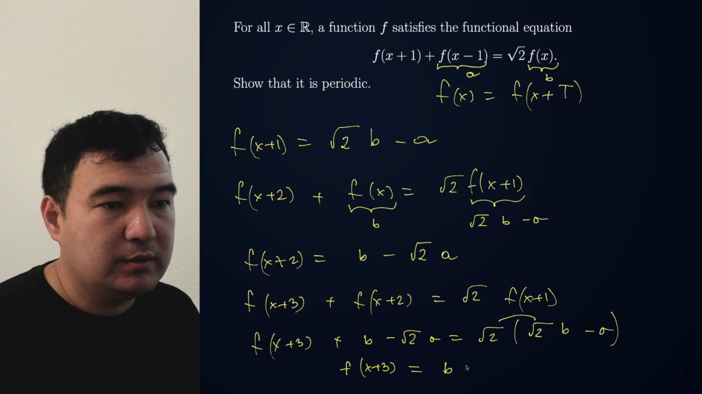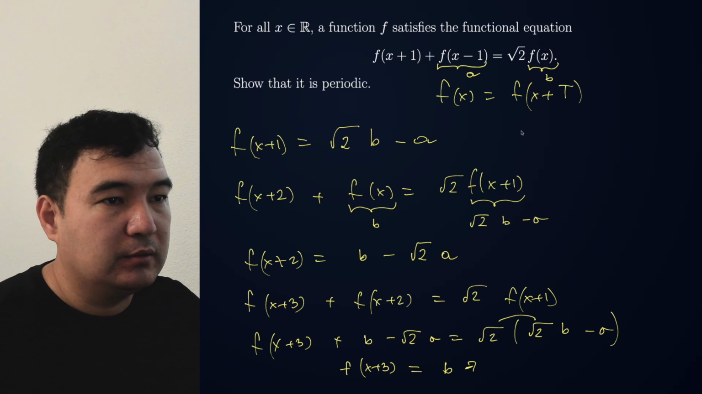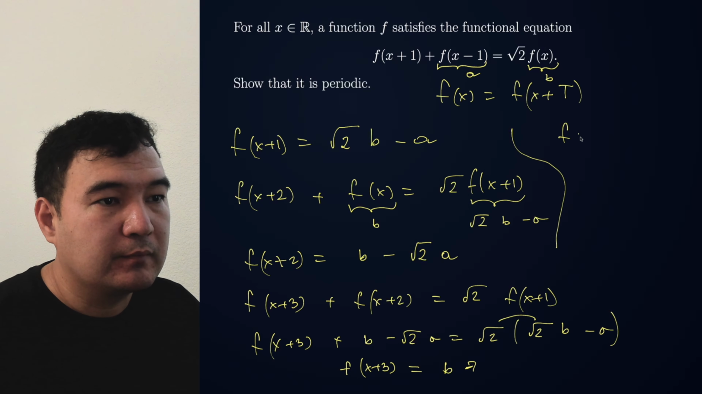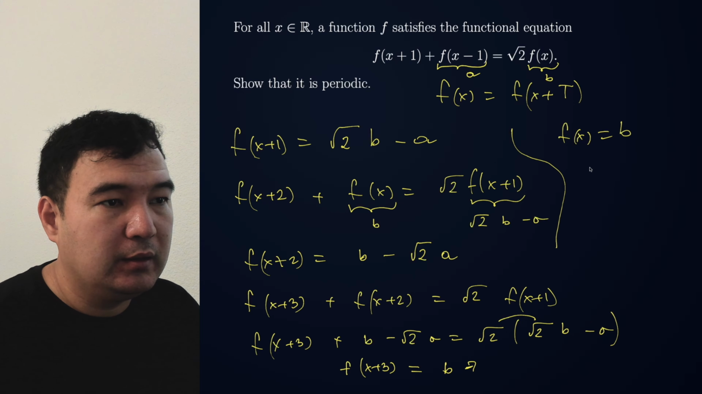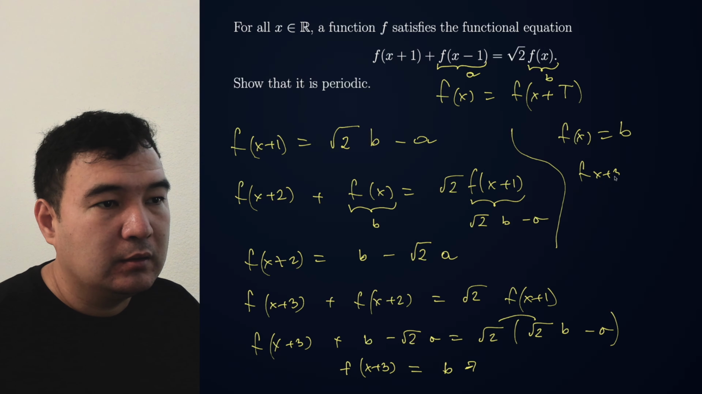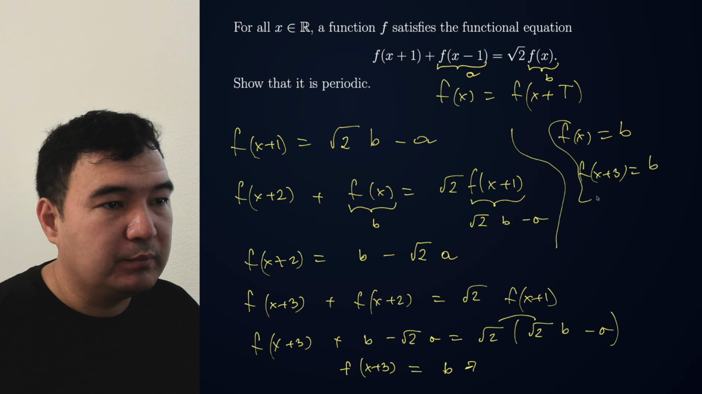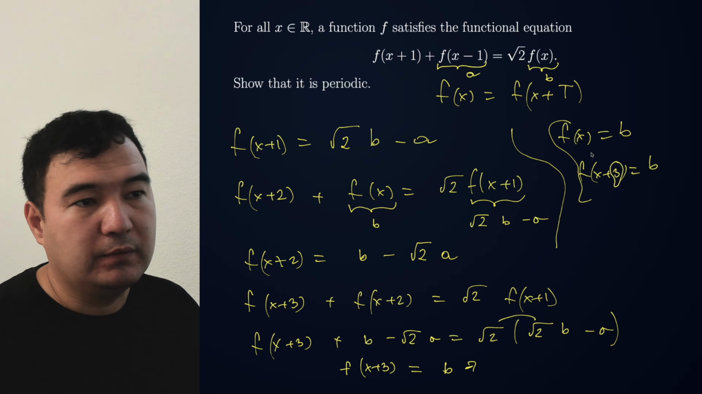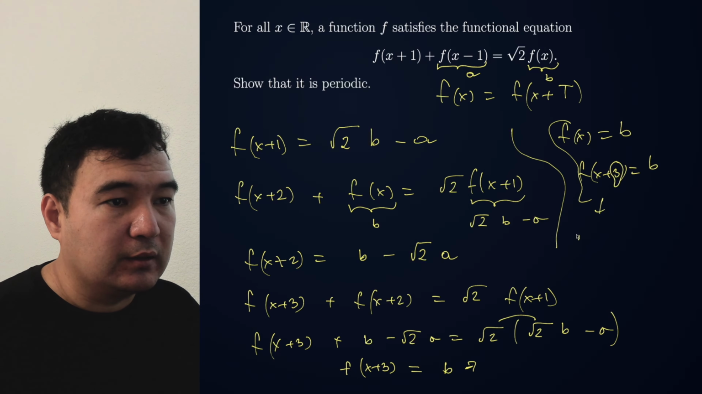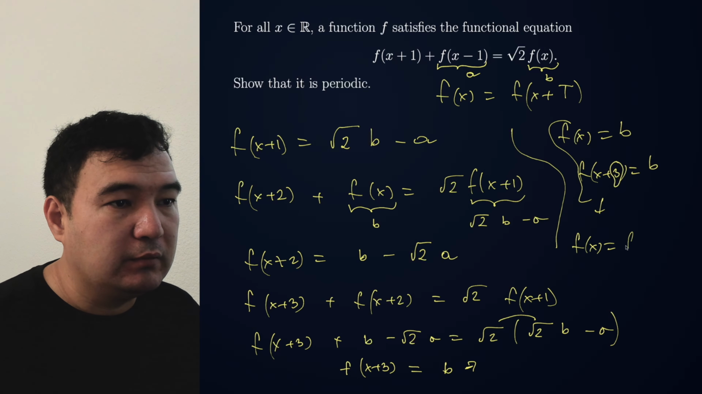And this already seems something reasonable, right? If we look at f of x is equal to b, so we know that from the beginning, and then f of x plus 3 is also b, so they are equal to each other. That means 3 is the period of the function. From here we can claim that f of x is equal to f of x plus 3.